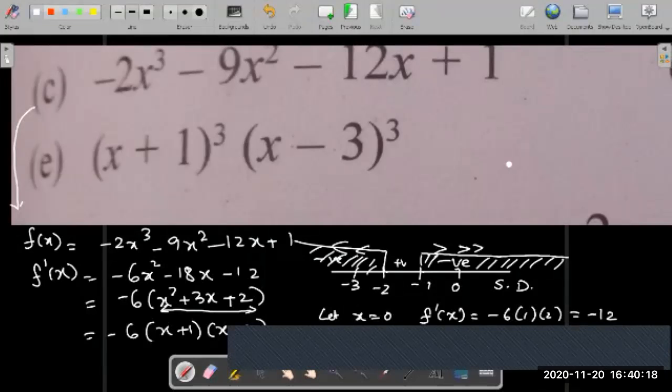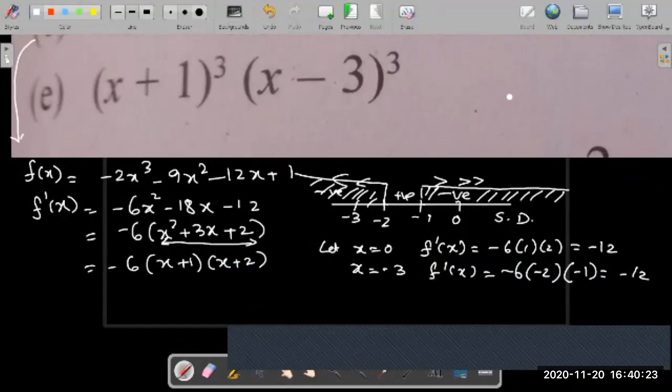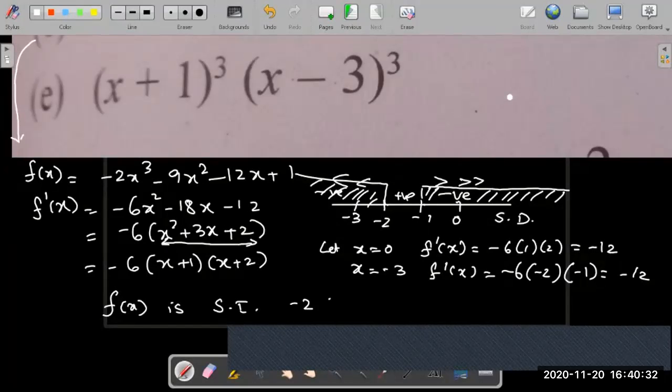So only positive here. So we have to write in such a way that the function is strictly increasing only between this interval, that means minus 2 less than x less than 1, minus 1. So this is where it is strictly increasing. For all other values of x, it is strictly decreasing. So that is the answer for D.